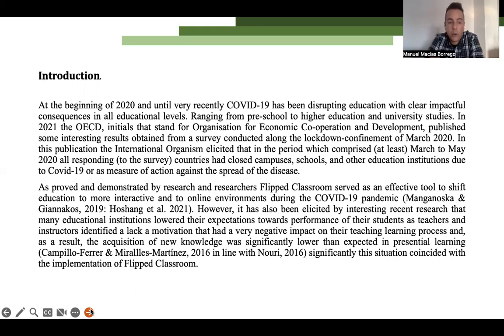In 2021, 2 years ago, the OECD, or Organization for Economic Cooperation and Development, published some interesting results obtained from a survey conducted along the lockdown confinement of March 2020. In this publication, the international organism listed that in the period which comprised at least March to May 2020, all responding countries had closed campuses, schools, and other educational institutions due to COVID-19, as a measure of action against the spread of the disease.